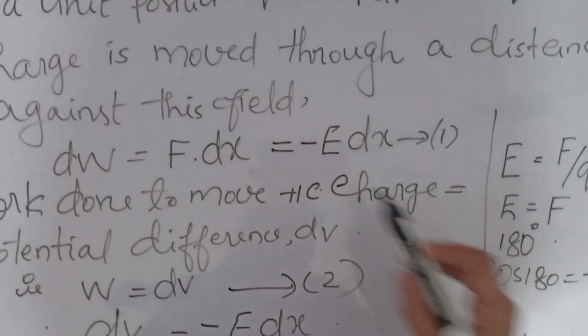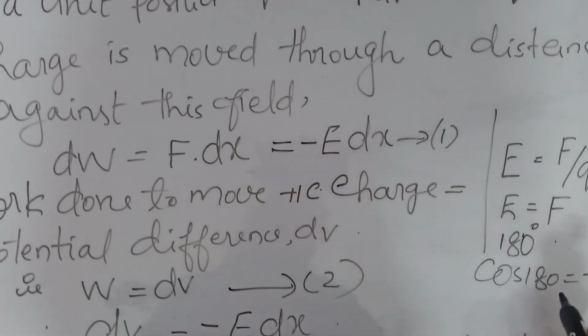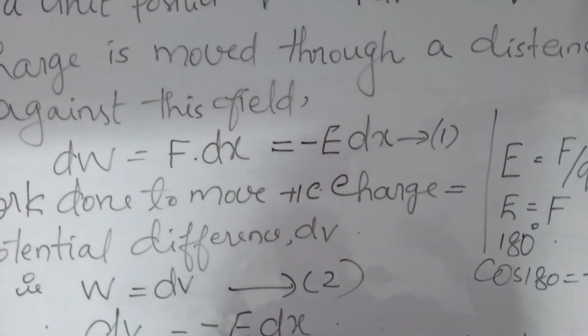Then cos 180 E dx means E dot dx means E dx cos 180, right? So that will be minus E dx. Clear? So that is the first equation. And now we can find the potential difference between these 2 points.